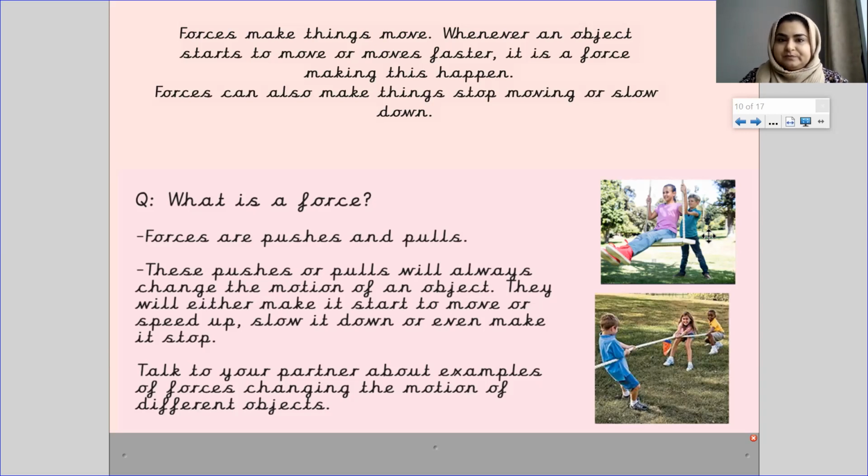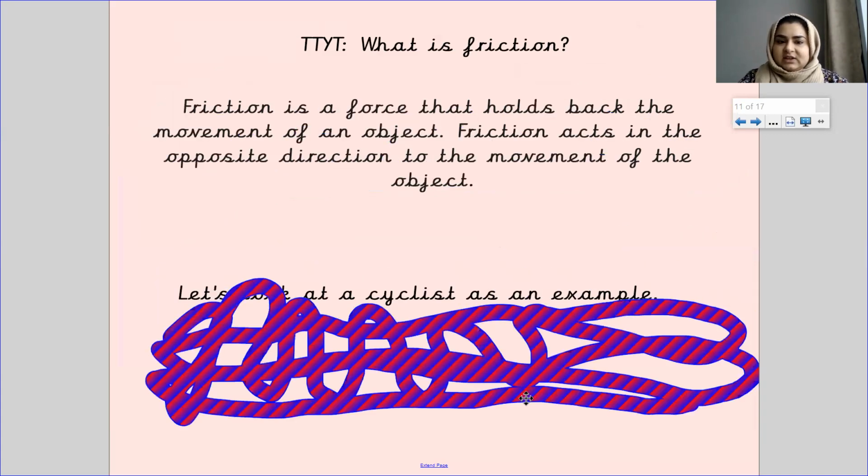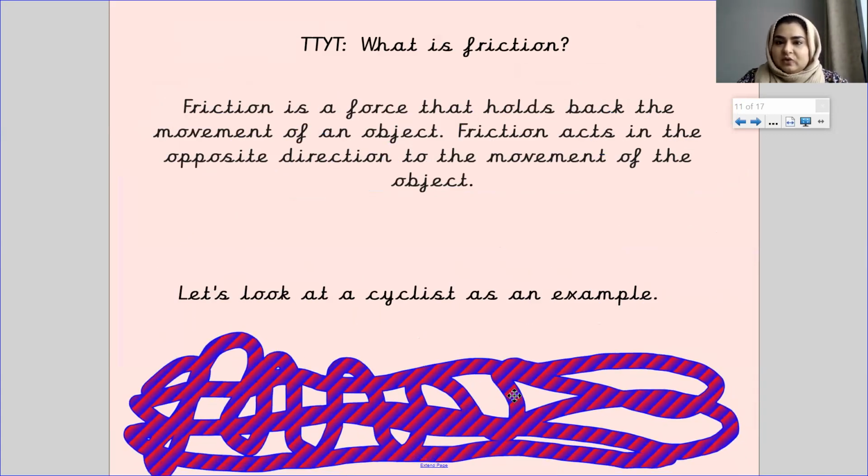Now, I want you to talk to your teddy and discuss what is friction. Put your thinking caps on and pause the video and discuss what is friction. Fantastic. Friction is a force that holds back the movement of an object. Friction acts in the opposite direction to the movement of the object. Friction is always the opposite.